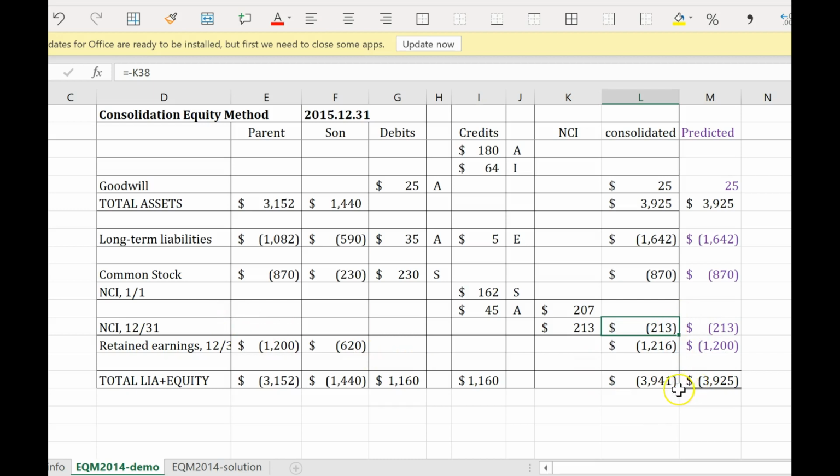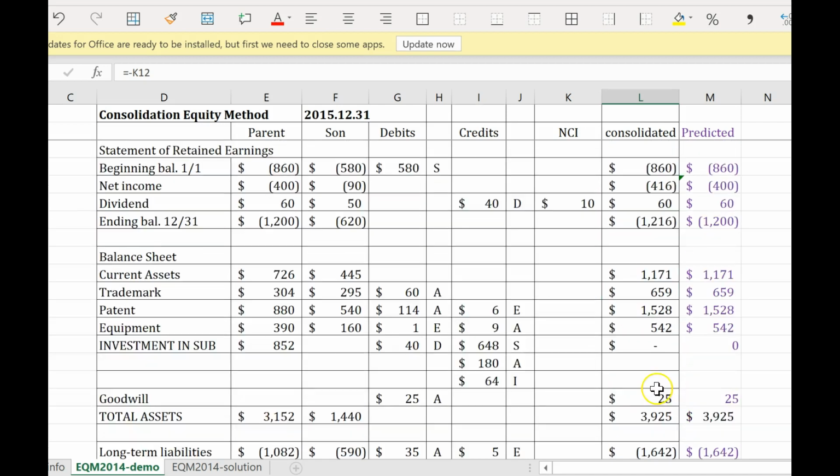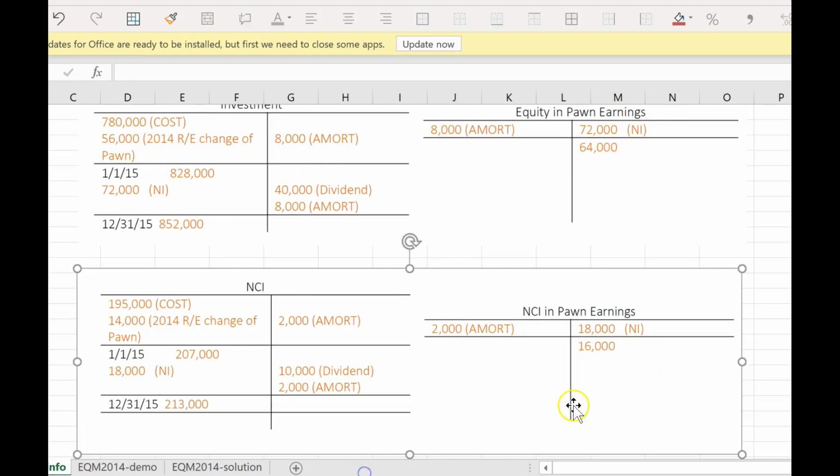So the NCI basically appears in two places. One is in the consolidated income statement. It shows the portion of the net income attributable to NCI, which is subtracted from the consolidated net income to obtain the net income attributable to CI. This is the one place. The second place is in the equity section. We report the ending balance of NCI at the end of the year. Both of these numbers can be found from our T accounts, 213 and 16.